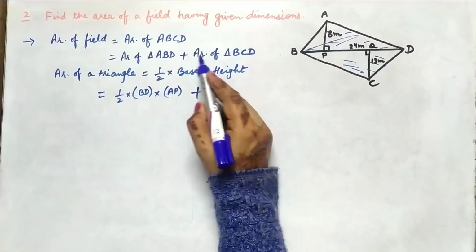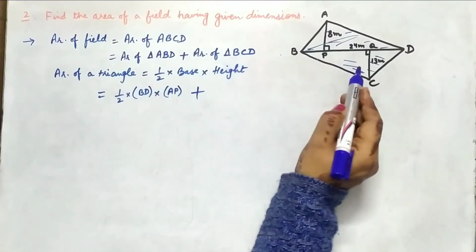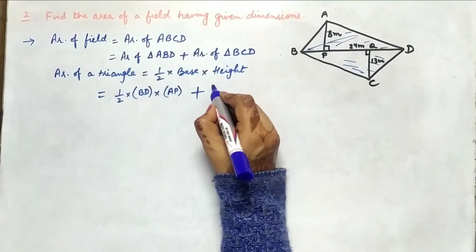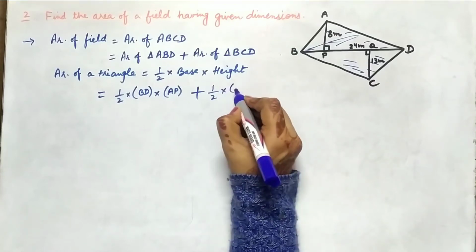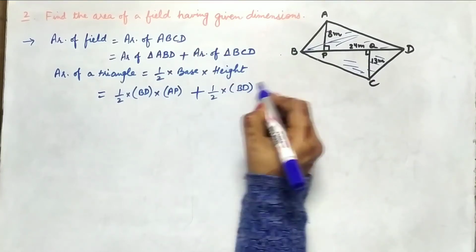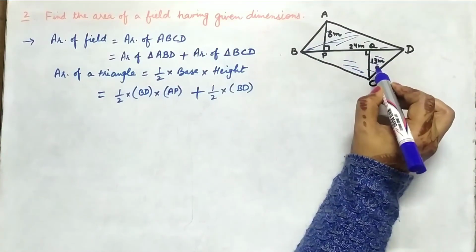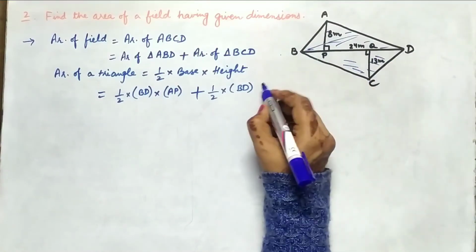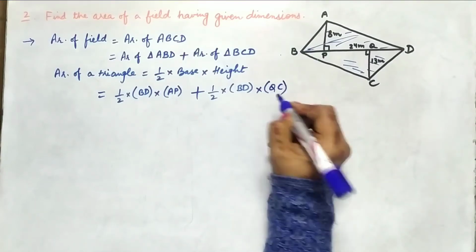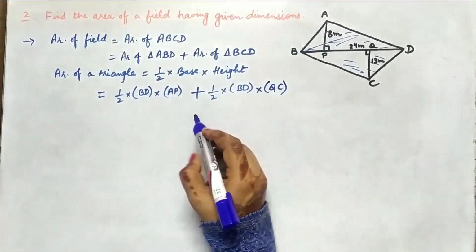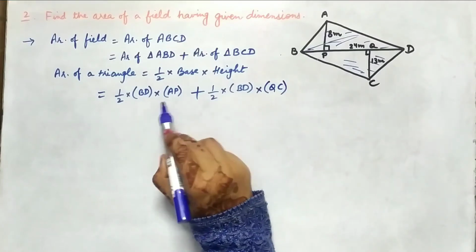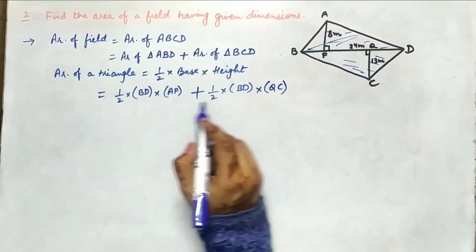Plus next one is BCD. The triangle here, 1 by 2, its base is again BD. This is the base of this triangle. Height is QC. So we have substituted the values of base and height in both the triangles.